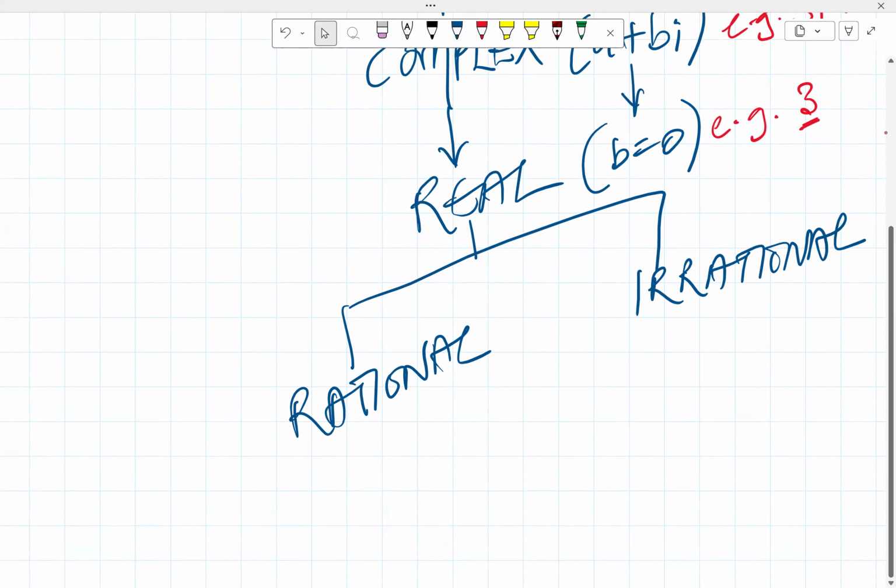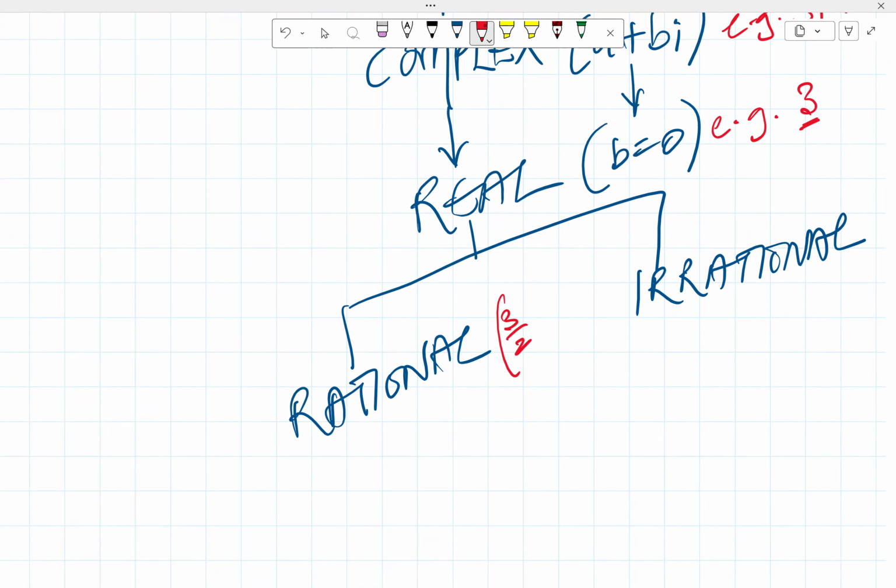Then we continue with the idea of rational numbers. A rational number can be expressed as a ratio of two integers. We've not talked about integers so far, but I can just give the example. For rational numbers, you have things like maybe 3 over 2.